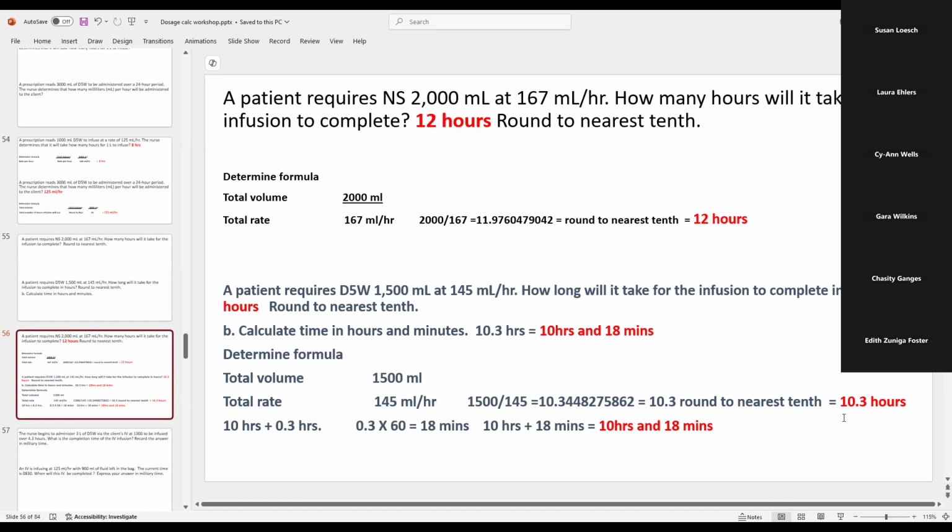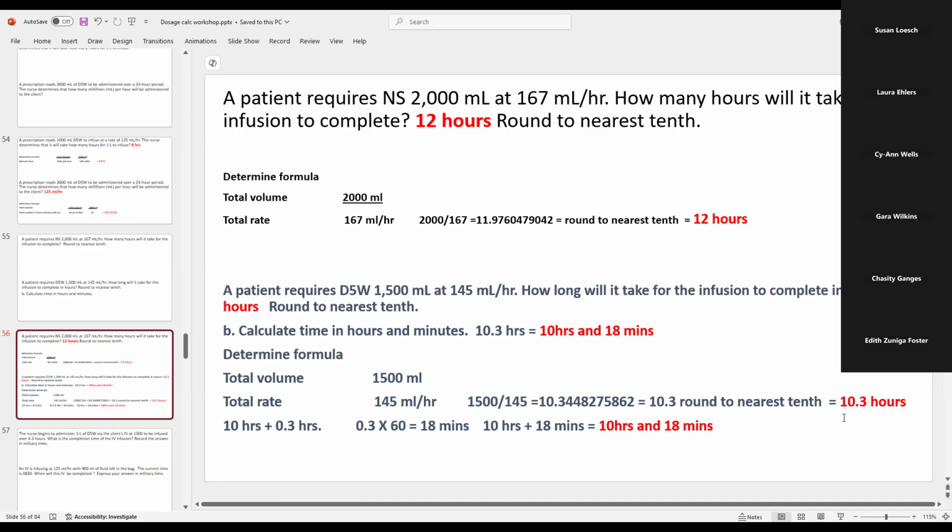It says calculate the time in hours and minutes, 10.3 hours. But how did I get the 18? How do we get the 18 minutes? I don't know why I can't figure that one out. Okay, so you have to take the fraction of the hour. The fraction of the hour is 0.3. Look at the bottom.